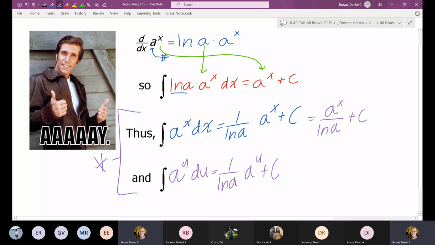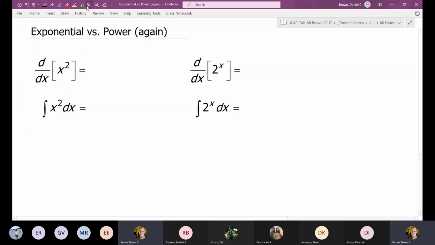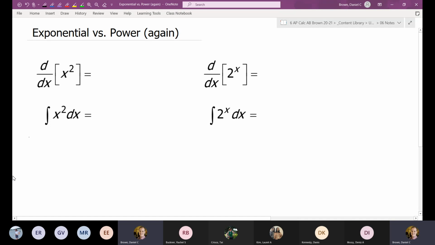So that's the rule that you want to know. I have one more slide just to remind ourselves to compare the power rule versus the exponential rule, and then 3 examples with this rule, just to give us plenty of practice with it. Again, similar to what I did with e to the x, I find that sometimes some students mix up the power rule with the exponential rule.